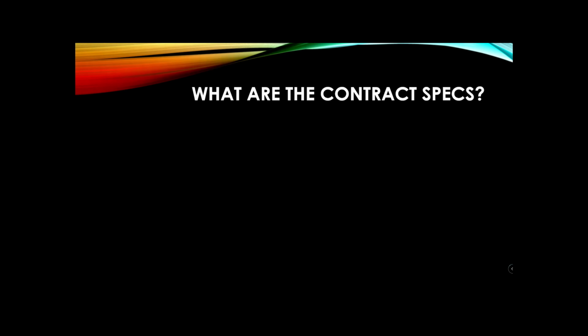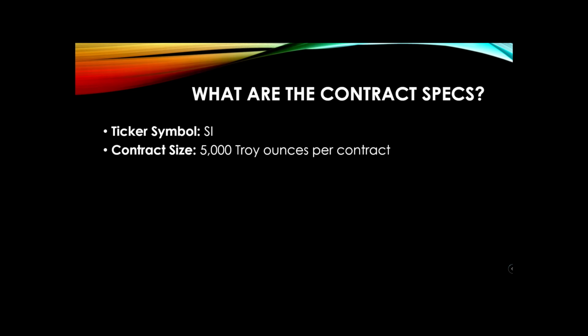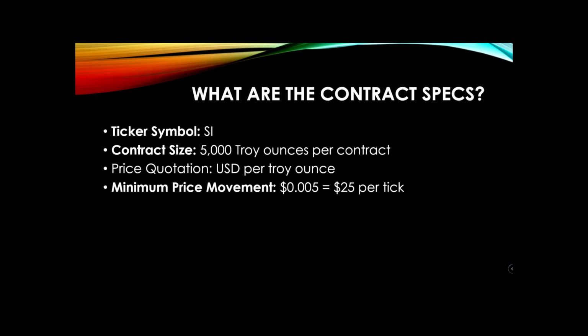What are the contract specs? There are two main contracts that are traded. One is the SI, the other is the SIL. We're going to focus on each one individually. So the ticker symbol is SI. Its contract size is 5,000 troy ounces per contract. It's quoted in US dollars per troy ounce. Its price movement is $0.005, and it moves in $25 per tick.